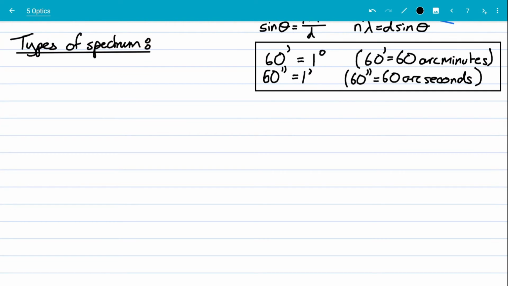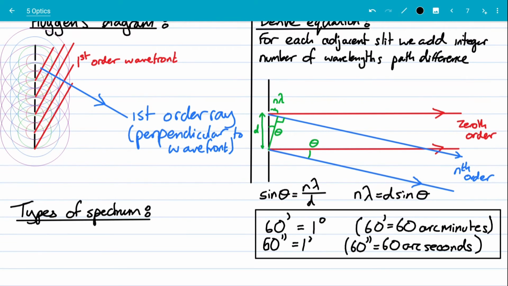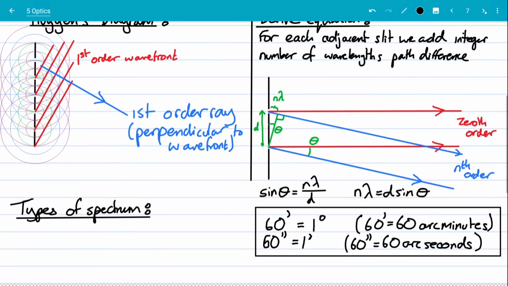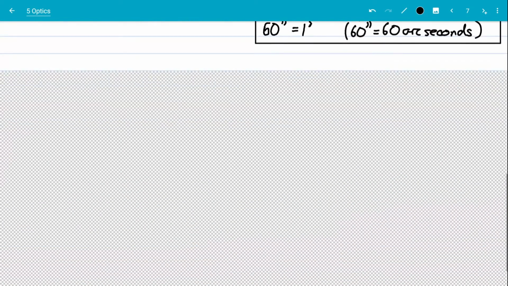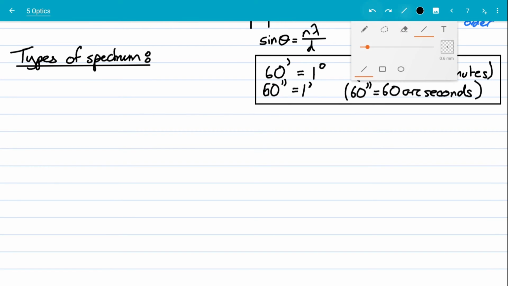Just to finish off this topic, you can see a spectrum by passing light through a spectrometer which has a diffraction grating in it. The diffraction angle depends on the wavelength, so it produces a spectrum on each order, where with the higher orders we get larger spreads of the different colors. So types of spectrum. We can have a continuous spectrum.